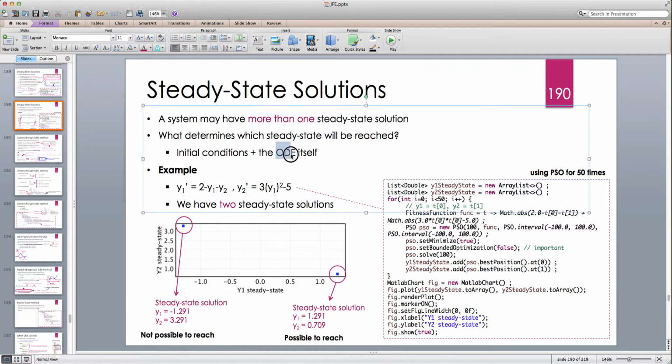But if you look at the ODE itself and analyze its stability, you see that this steady state is oscillatory. It has an oscillatory transient response. So the system can in fact oscillate a little bit and then reach this state. But this one doesn't have any oscillatory solutions, which means that the solutions in fact diverge before reaching this. So based on the initial conditions, this steady state solution can never be reached.